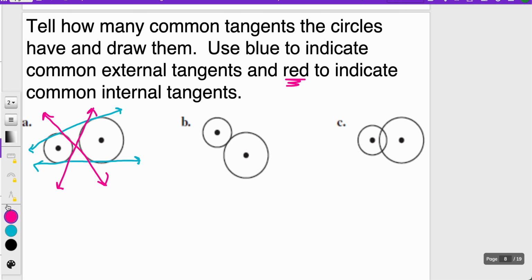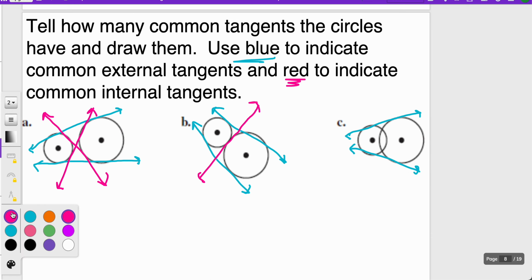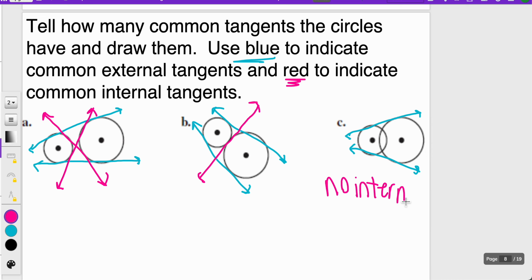Okay, so this one was my blue, and this one was red. So again, for letter B, external, I'm just seeing two tangents I can use. Tangent 1, tangent 2. I'm trying my best to draw straight lines here. And then one internal one, that's just going right through each one for red. And then letter C, we are seeing two external, but because these are overlapping, there are no internal, so we would just say no internal tangents.